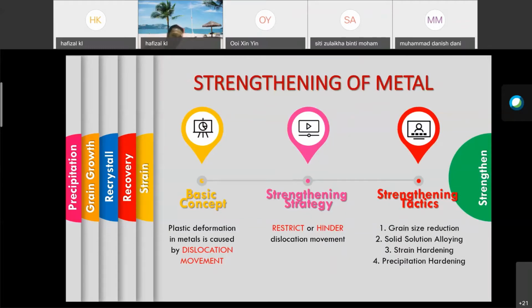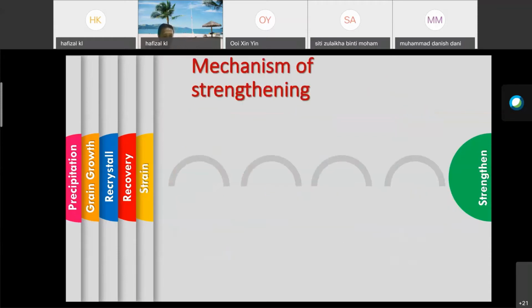So we already covered grain size reduction and solid solution alloying. Basically, in the strengthening of metal mechanism, if asked to list down the strengthening mechanisms, you need to list down four, which include strain hardening and precipitation hardening. If asked to list two and explain, you can list whichever you want that you can explain from these four mechanisms. Okay, you can choose two out of four.